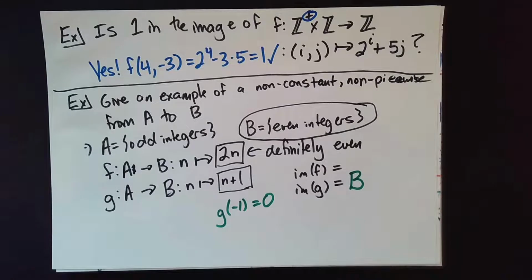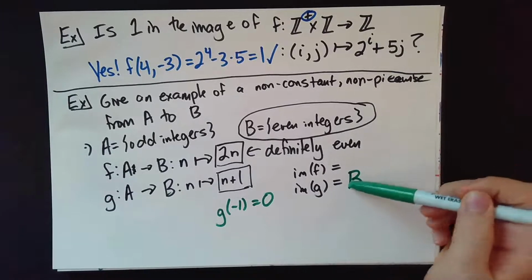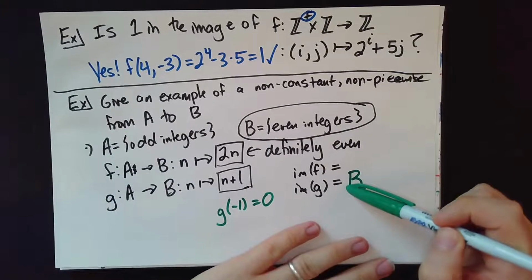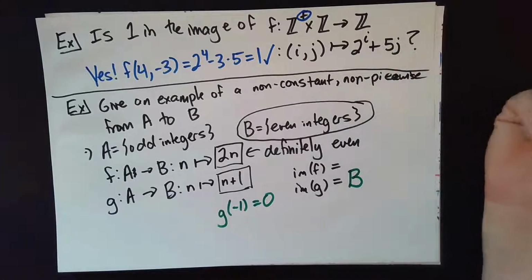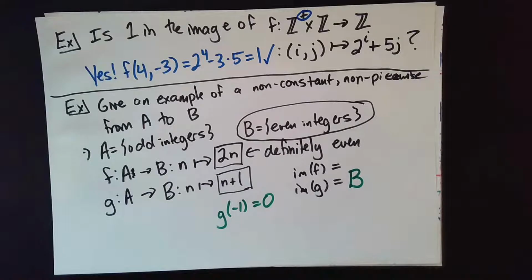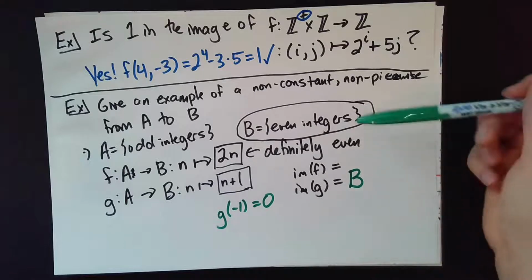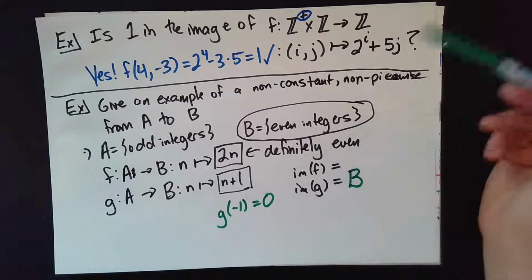I will foreshadow that next week we're going to give a name to functions like g, where the image is actually the entire codomain. We're going to call those functions onto, and that's going to be a whole video lecture. So we're going to talk about that a lot next week. But for now, let's hop and talk about f.